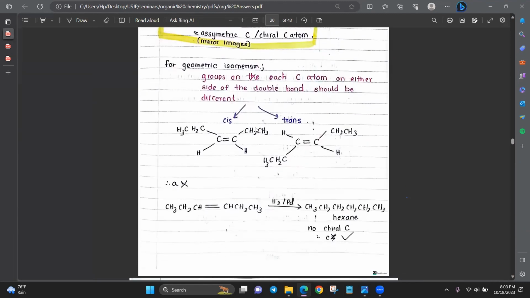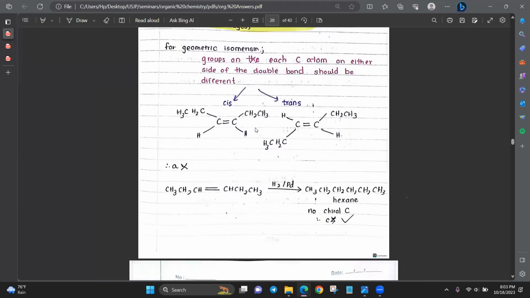First test: does not show geometric isomerism. To show geometric isomerism, there should be a double bond. And also, each carbon on either side of the double bond should have 2 different groups attached. That means this group should be different to this group, and this group should be different to this group.